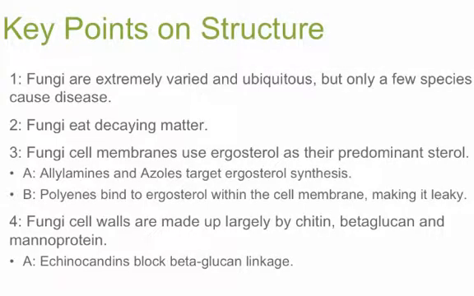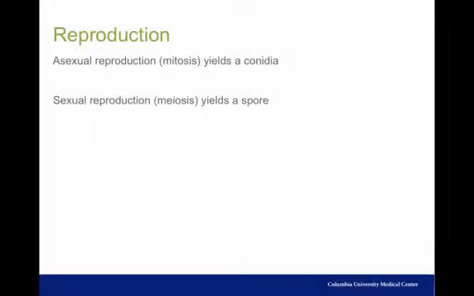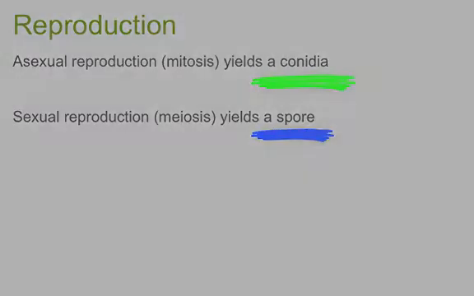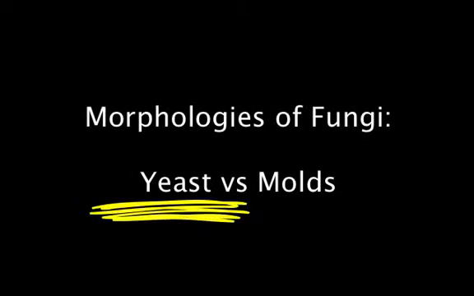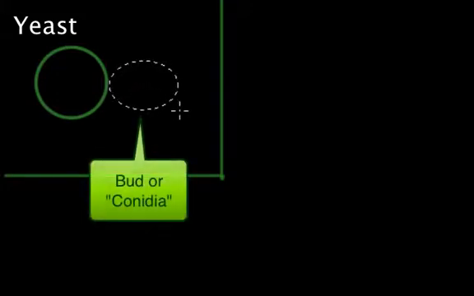Let's step back and discuss fungal cell morphology while introducing some really key vocabulary terms. As we said earlier, fungi may reproduce from asexual or sexual processes. Asexual reproduction yields a daughter cell, known as a conidia. Sexual reproduction yields a daughter cell known as a spore. There are 2 major morphologies of fungi, yeasts and molds. A yeast is the simplest to understand. It's usually just a small round cell. When it reproduces, it generates a bud, which is really just a round outpocketing.